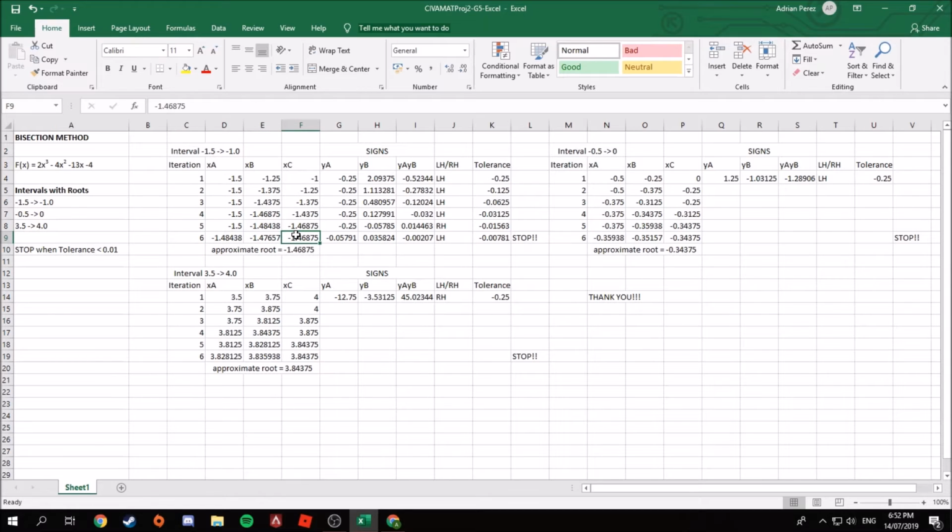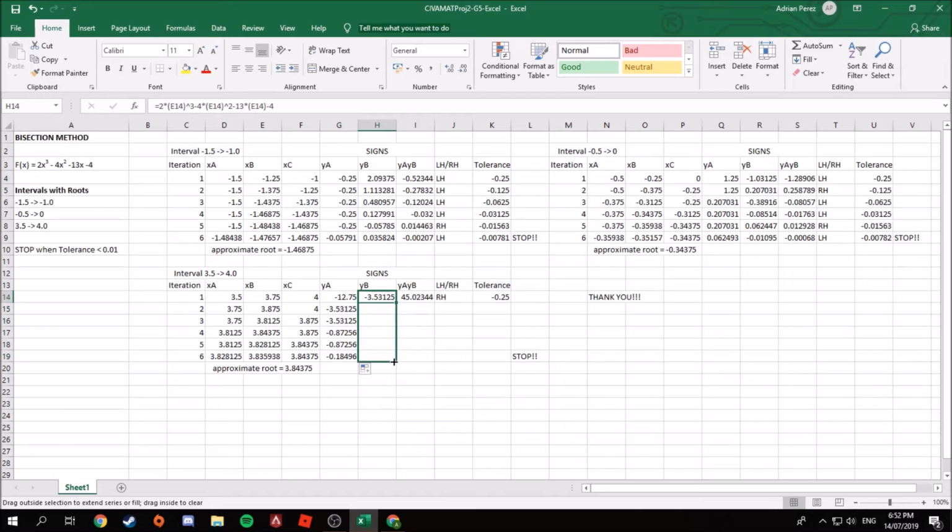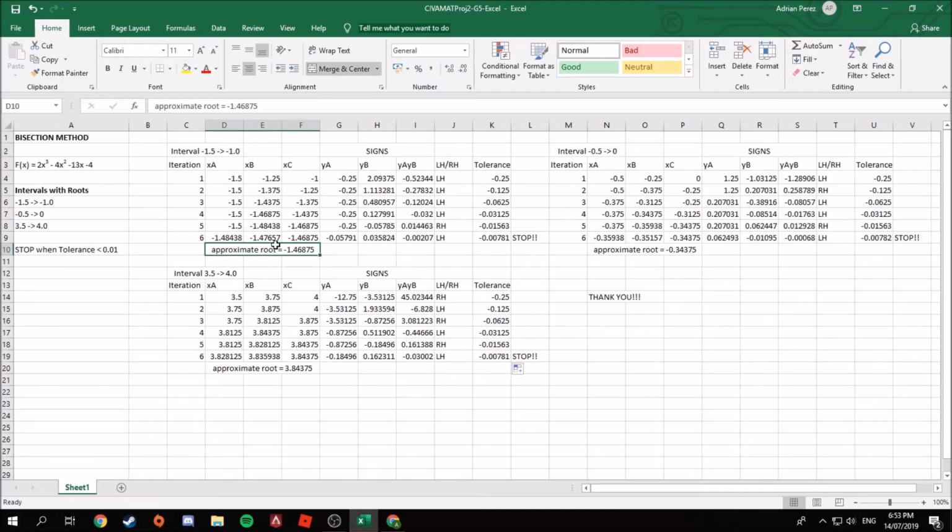Then, for the next few iterations, we do the same. This time I've pre-filled the cells in accordance with my calculations earlier. As you can see here, using Excel for the bisection method to solve for the approximate roots of the equation makes life easier, with the use of functions and formulas that can be embedded in each cell. Now here are the approximate roots for the equation for each interval.